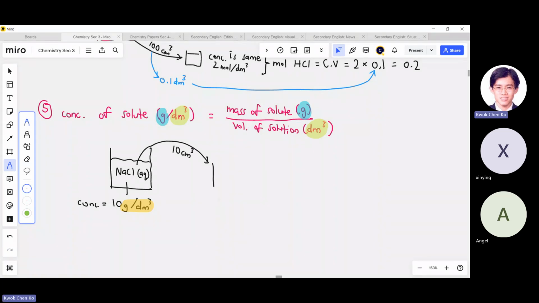So what happened is if I take out 10 cm cube, I take it out and put it into a big fat test tube. Then the question asks you for the mass of NaCl inside that test tube. Should be quite easy. I pipette out 10 cm cube in the test tube. They want you to find the mass of sodium chloride in the test tube.